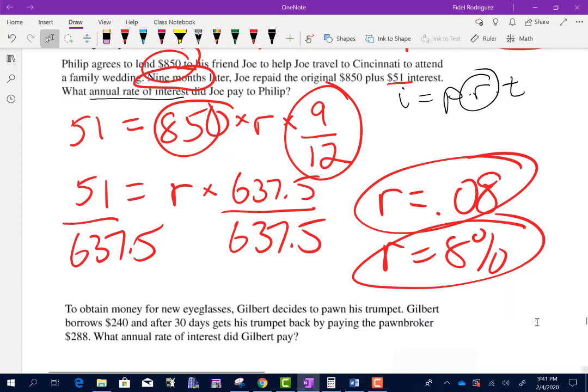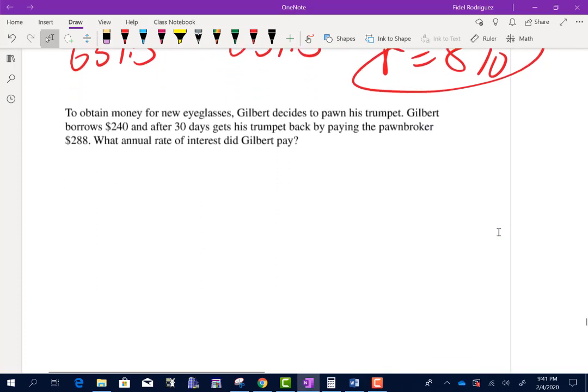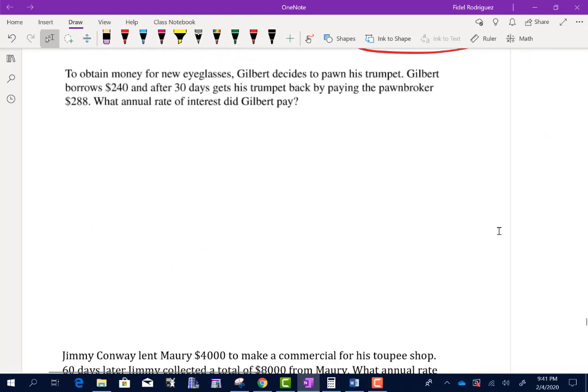All right. Now, let's take a look at the next problem. It says, to obtain money for new glasses, Gilbert decides to pawn his trumpet. I don't know how many of us have been to a pawn shop. It's kind of old school, but let's see. Gilbert borrows $240, and after 30 days, he gets his trumpet back by paying the pawnbroker $288. Again, the question is asking me for the annual rate of interest.